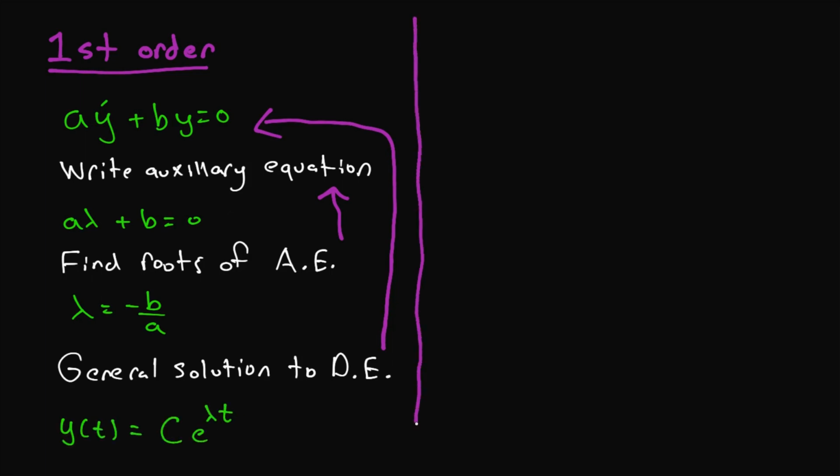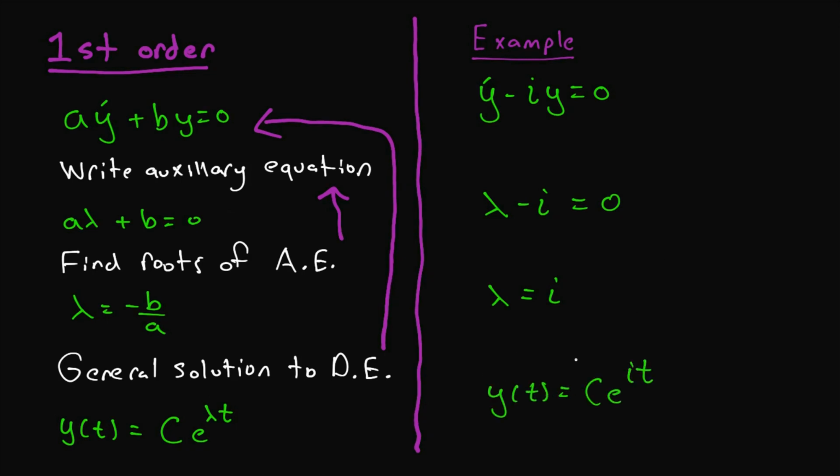As an example, let's pretend our differential equation is y prime minus i times y is equal to 0. Then the auxiliary equation is lambda minus i is equal to 0, and this has root lambda is equal to i. And our solution is y of t is equal to ce to the it. I included this example because I use this differential equation when deriving Euler's formula, so maybe now that you've seen this, you can go back and re-watch that and have a better appreciation of it.